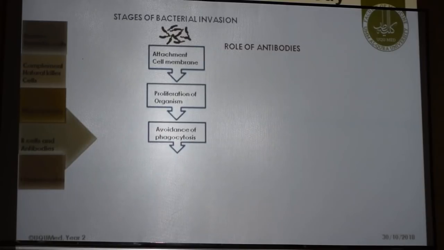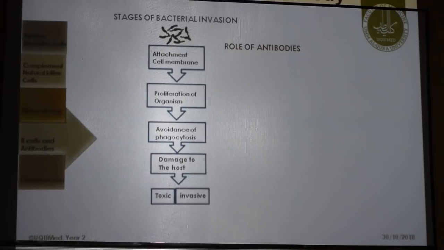Somehow they try to avoid the immune system, so they will put a coat around them, or they will have certain properties by which they can avoid phagocytosis, taking up by the monocytes and macrophages. If they are successful in that, then they will start damaging the host cell. And how is that? It can be through invasive property or toxin. Either they produce toxin or they invade the tissues.